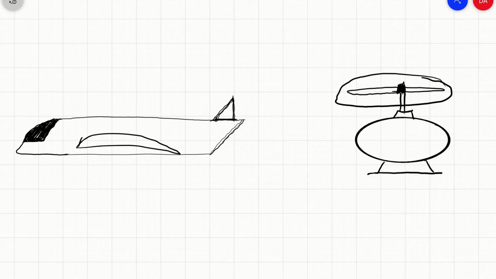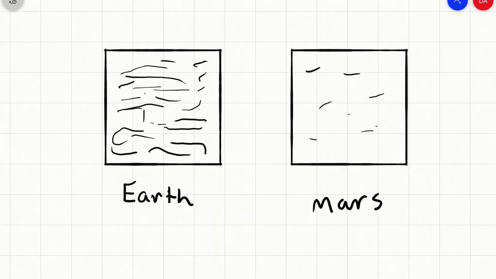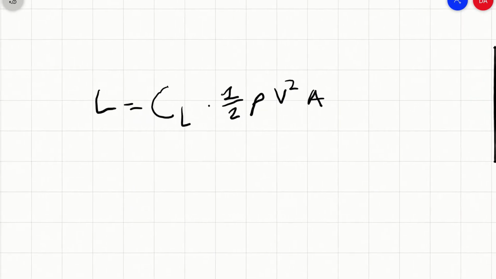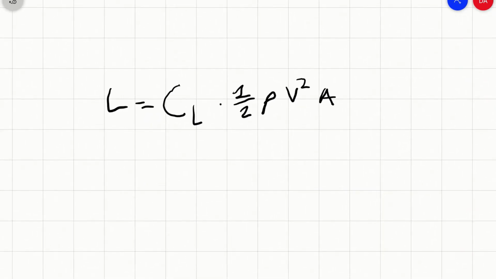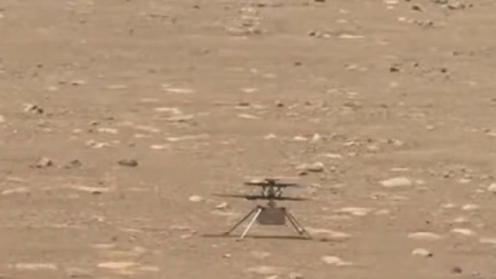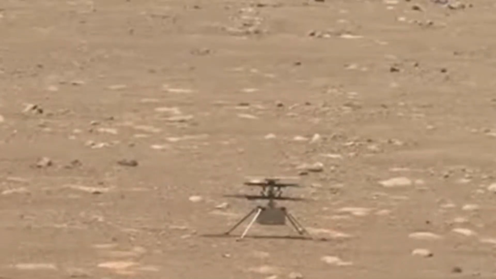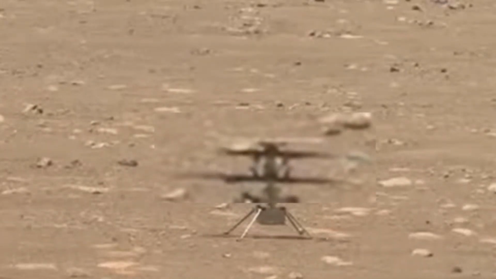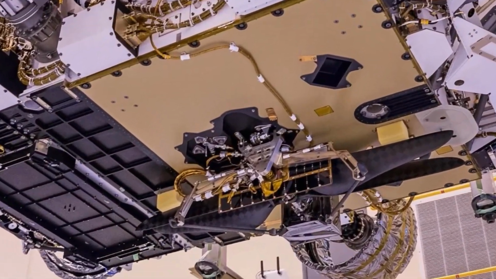But there were some challenges when designing it as a helicopter. One was that Mars's atmosphere is 100 times less dense than Earth's. And that's a problem for creating lift, because from this lift equation we can see that a higher density of the air will create more lift. So if the density is really low, we have to compensate by either making the velocity higher or the area or both. If we wanted to make just the area higher, that wouldn't be quite feasible, because the blades on the helicopter would need to be huge and they wouldn't be able to fit inside the rover.